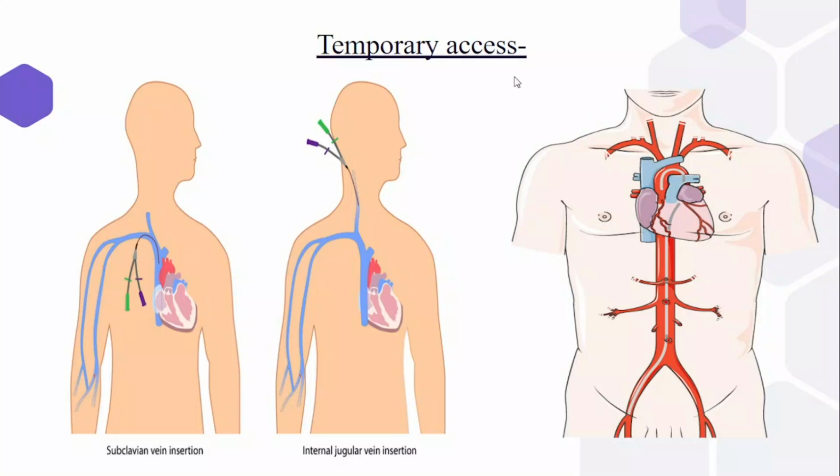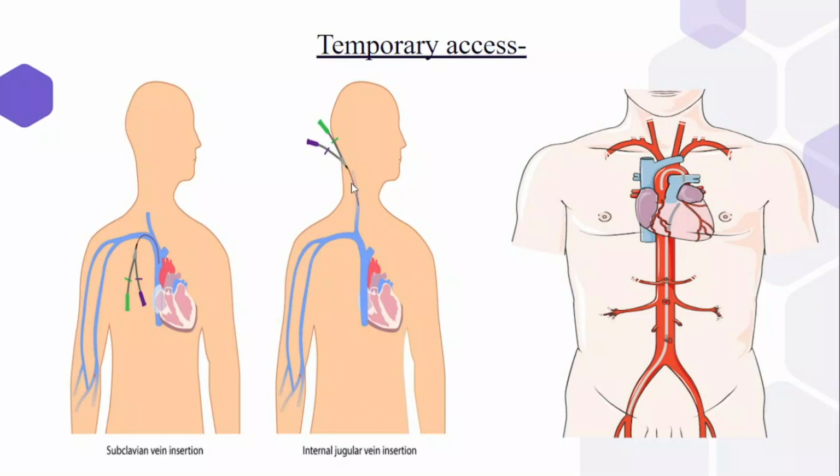Now the temporary access is subclavian vein insertion, internal jugular vein insertion, and then femoral. This is the femoral vein. You can insert a catheter into the femoral vein. This is the easy way to get blood from the patient's body, right? You insert a catheter into the femoral vein in the patient's body and access the blood through this catheter, right? And this is the jugular vein insertion, right?